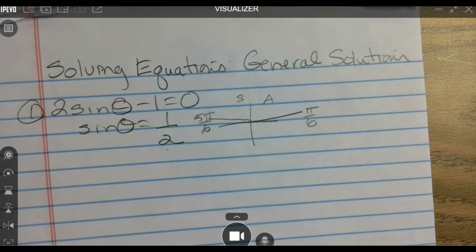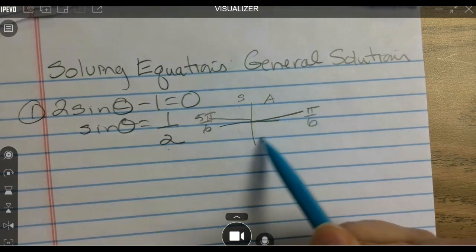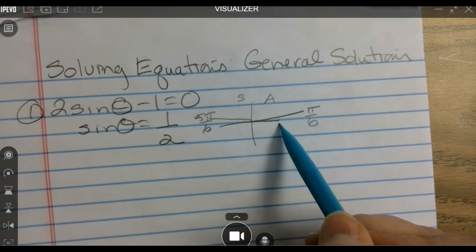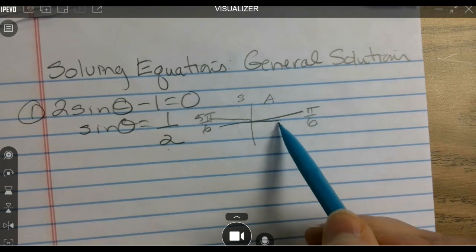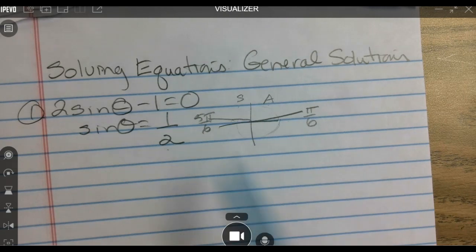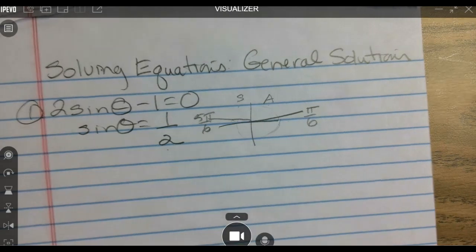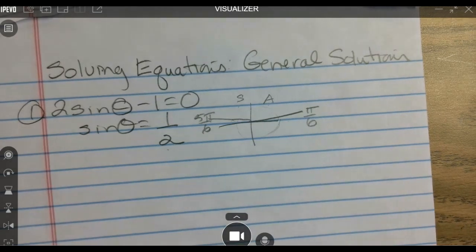Now, technically, I could have named this, I always go in the positive direction. I could have named it negative 7 pi over 6 and negative 11 pi over 6, but I'm always going to do the positives. You could do either one. There's no rule that says you have to name the positives.